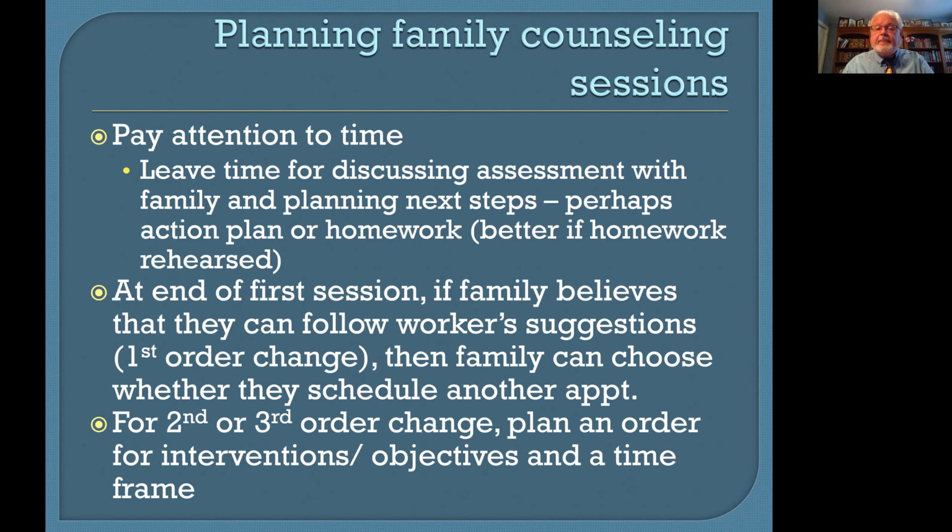They may not need one, or they may decide to try things out and then call for an appointment if they need it. For second or third order change, you want to plan an order for interventions and objectives. You know, what are you going to do first? What are you going to do next? What are you going to do third? And talk with the family about how this goes and a time frame for how long this is going to take, at least guessing what they need to do so they have a sense of the commitment that they're making.